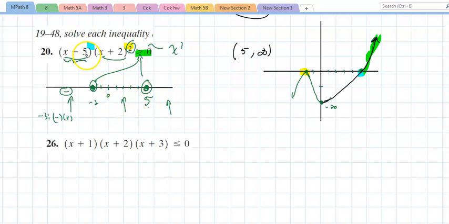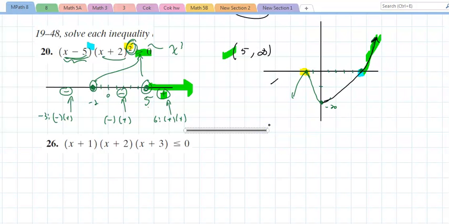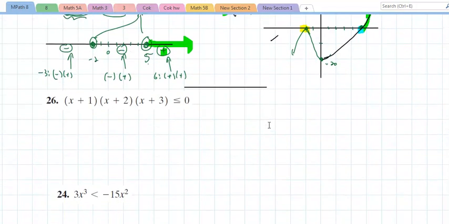If you pick 0, 0 minus 5 is negative, and that's always positive. Negative times a positive is a negative. And if you pick 6, 6 minus 5 is positive, times a positive is a positive. You want to know where is this bigger than 0? From 5 to infinity. I suggest you use the graph because it's a lot faster, but I want to show you both of those techniques because you need to be able to do something like that.